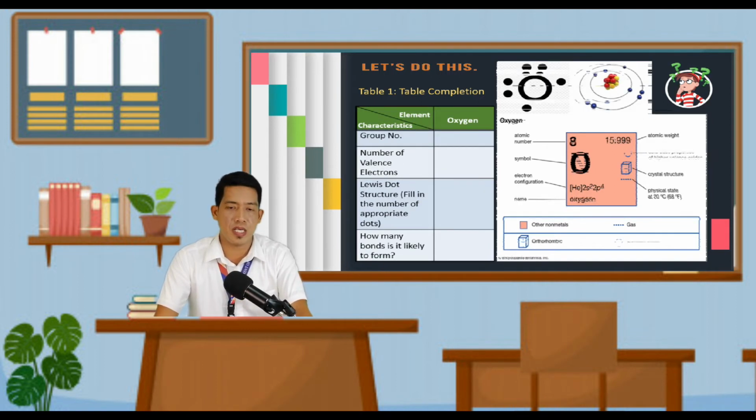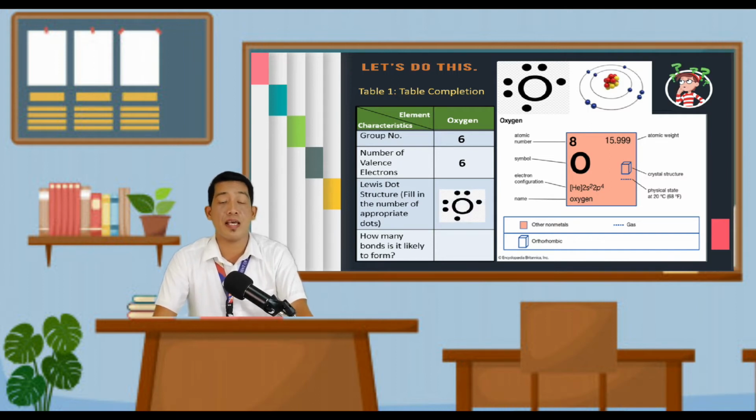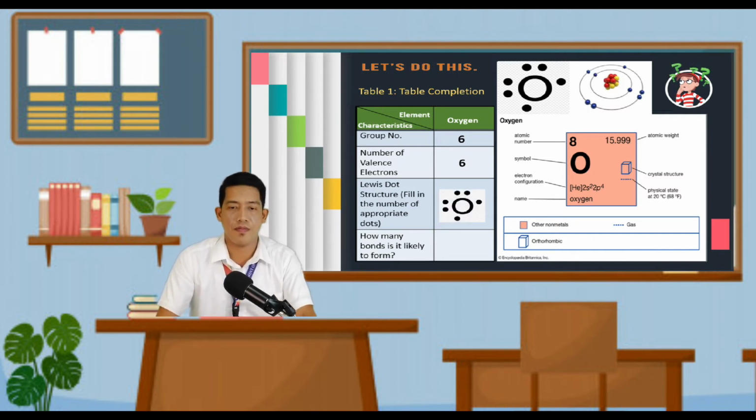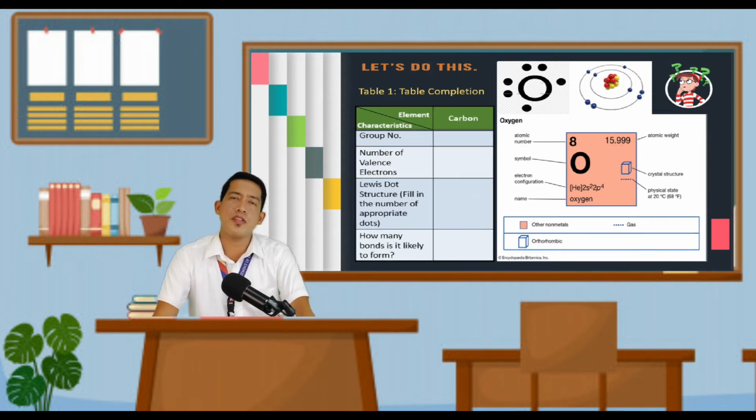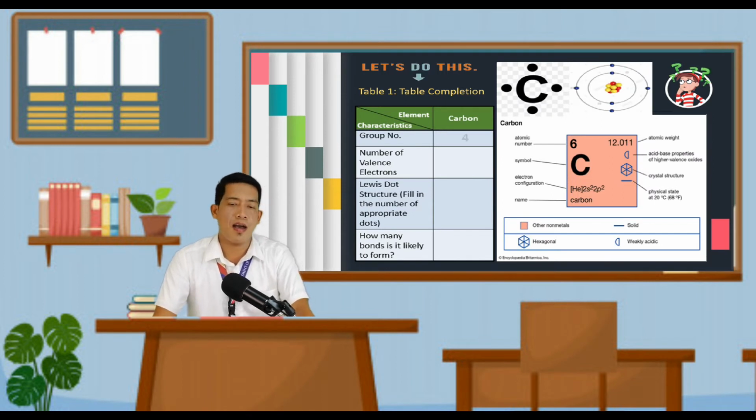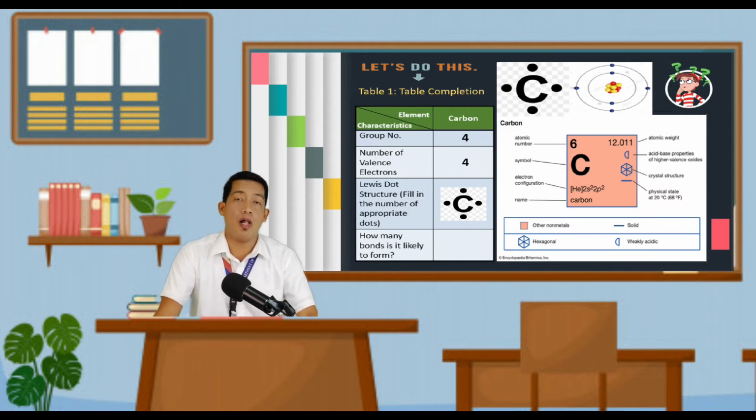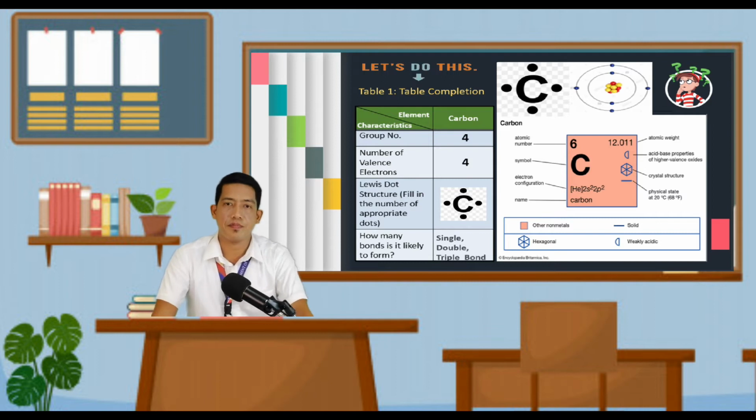How about the second element, oxygen? Okay, group number 6, number of valence electrons also 6. Lewis dot structure, 6 dots. And how many bonds is it likely to form? A double bond. How about the last one? Carbon. Carbon is under group 4, having 4 valence electrons and also 4 dots. How many bonds is it likely to form? A single, a double, and a triple bond.